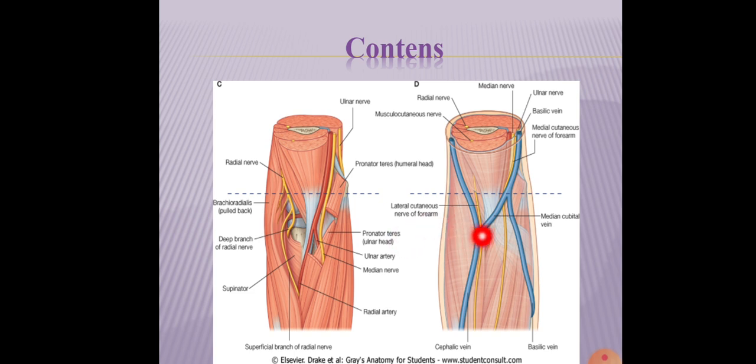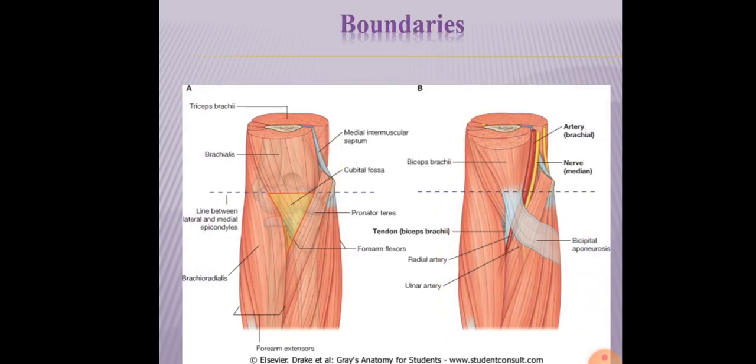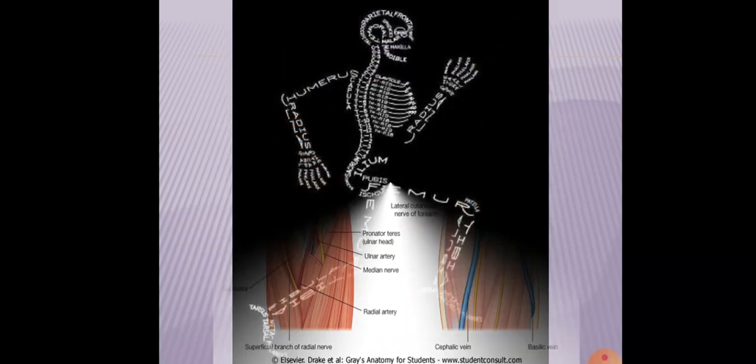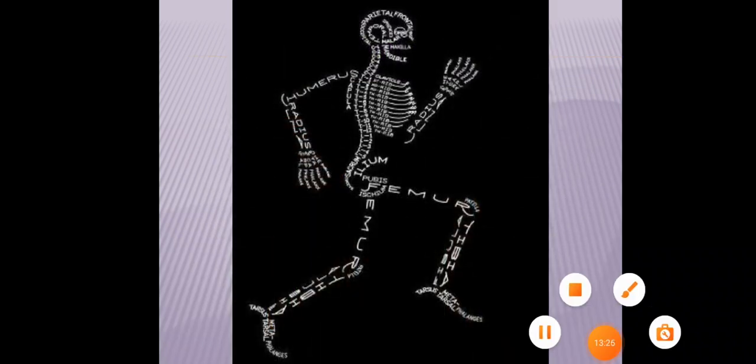In the roof of this, there is a median cubital vein. This median cubital vein connects the cephalic and basilic veins together. Okay? That is all. Thank you.